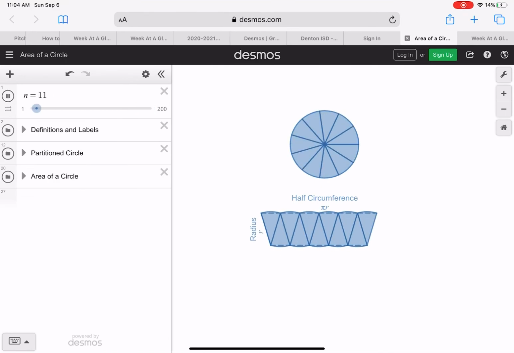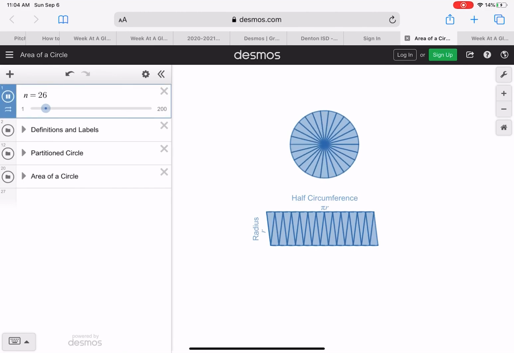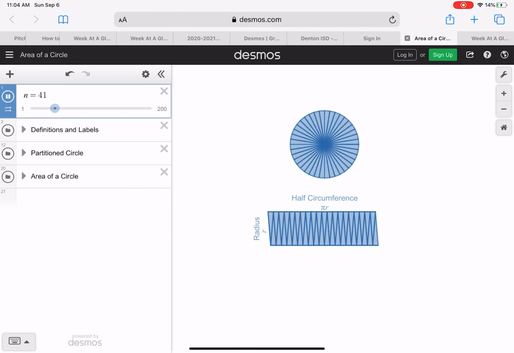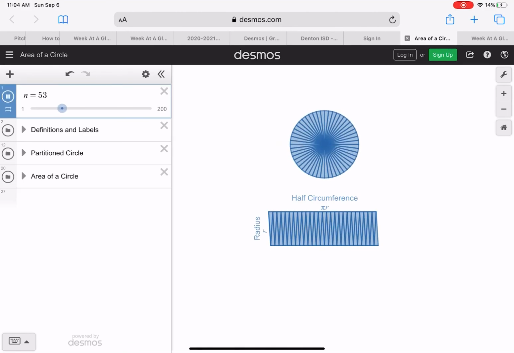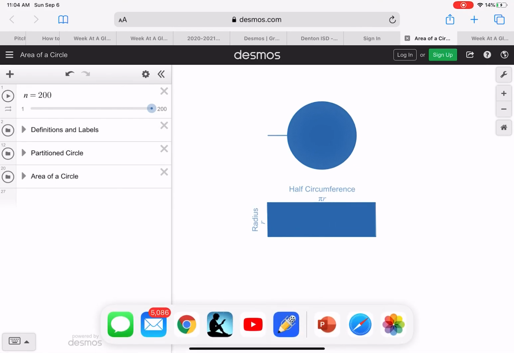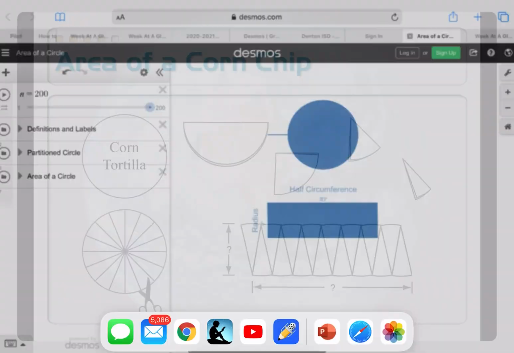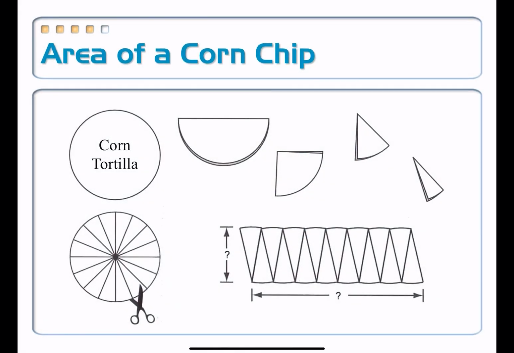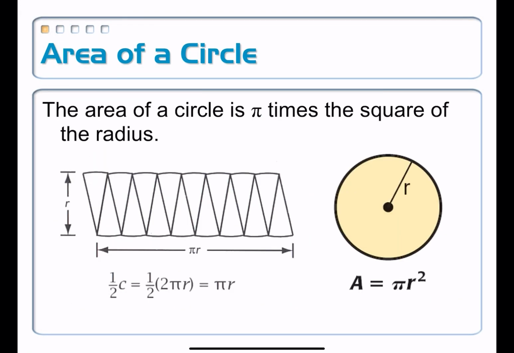And there you go, at 200 slices, I'm going to hit stop here and pause it. There we go, all the way up to the 200. You can see it's almost indistinguishable from a rectangle. And there we have it. There's all of the area formula that we talked about related back to a square as an axiomatic system, right? And so there's the area formula, pi r squared.